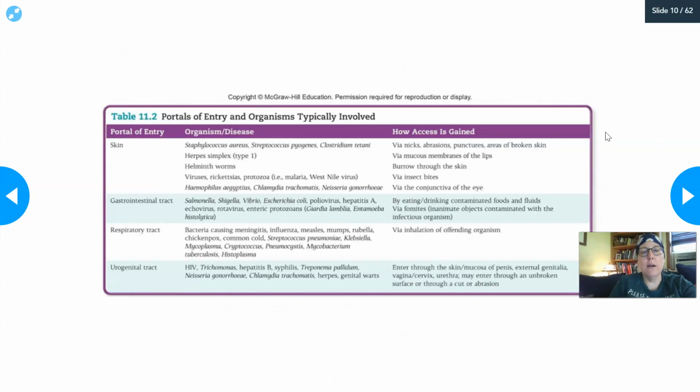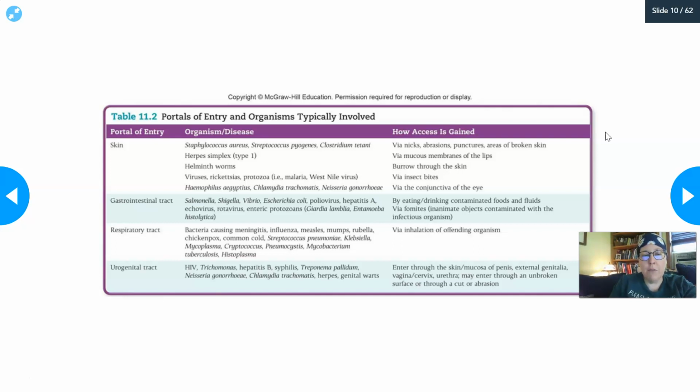Okay, so typical portals of entry and organisms involved. For the skin, we have Staph aureus, Strep pyogenes, Clostridium tetani, herpes simplex, helminth worms. They can enter through your skin, walking around barefooted and stuff like that. Viruses, rickettsiae, protozoans like malaria and West Nile virus can enter because of mosquito bites.